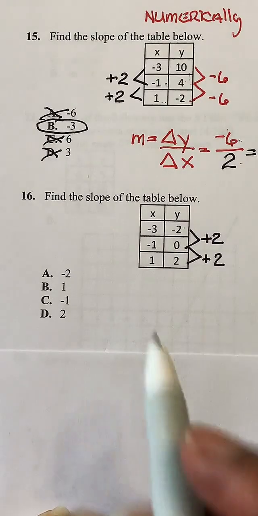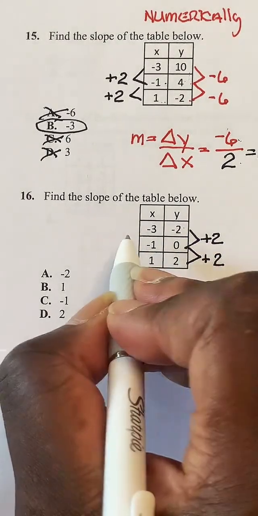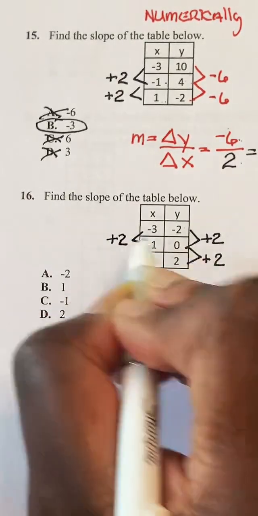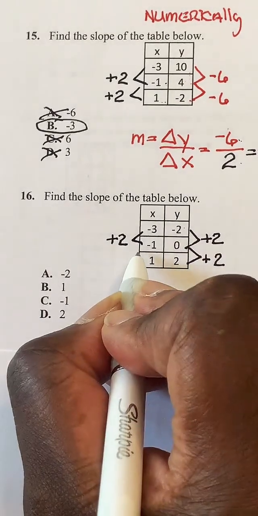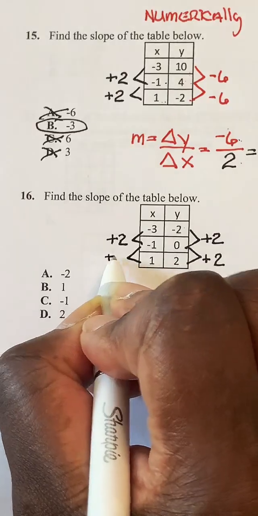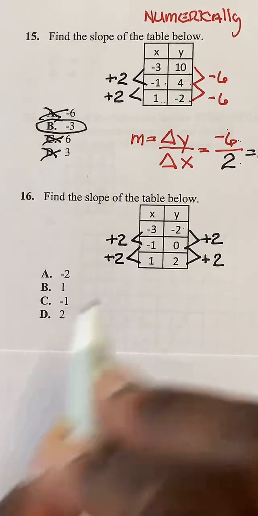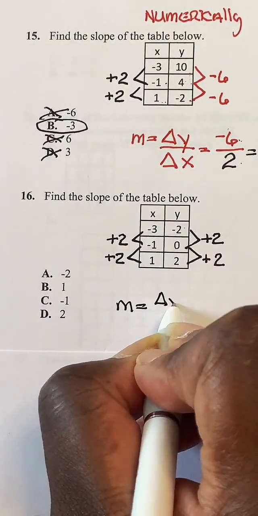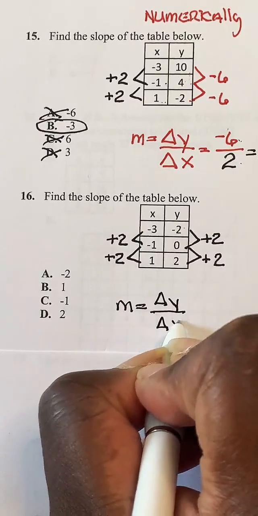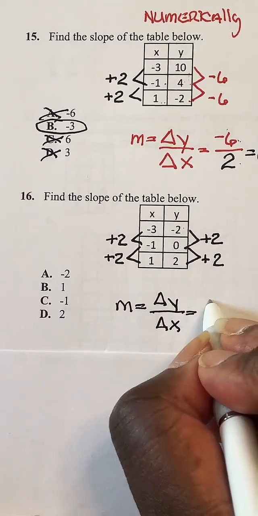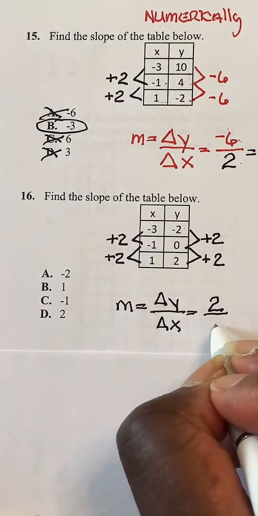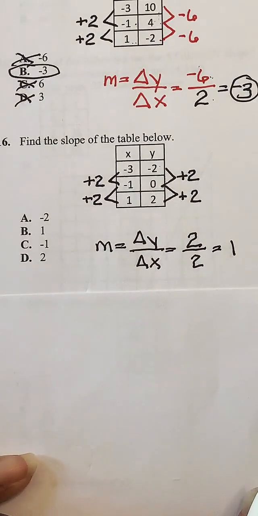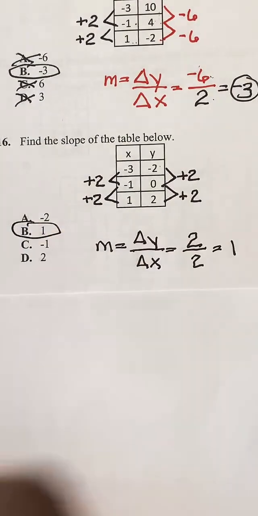All right, awesome. So very similar to what we had before. From -3 to -1, you owed me $3. When you pay me $2, that means you owe me $1. Then you have my -1. You pay me another $2. That means you gave me a bonus of $1. So if my slope is the change of y's over the change of x's, my y's was 2, my x's was 2. So that will give me my answer of 1, which is B.